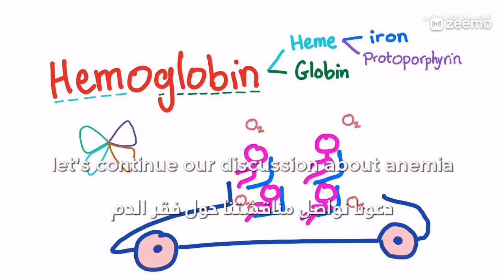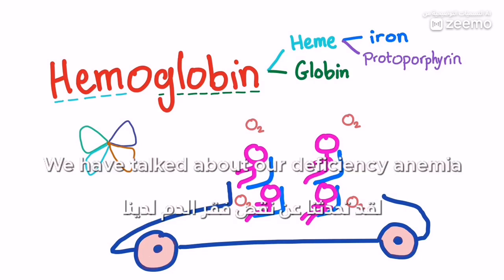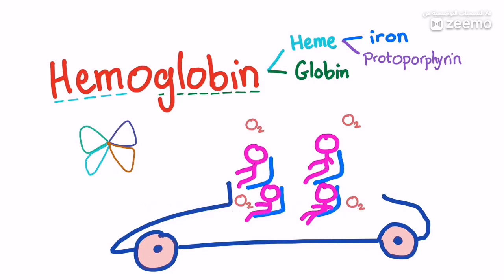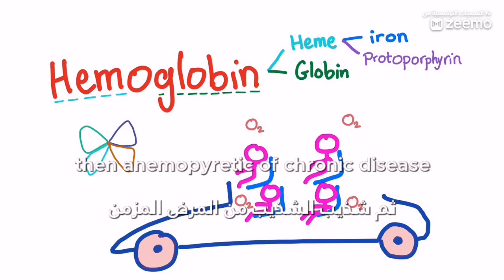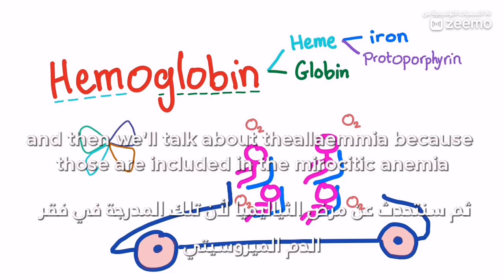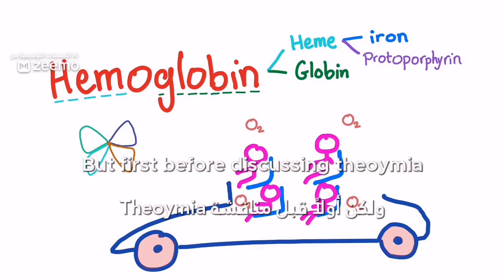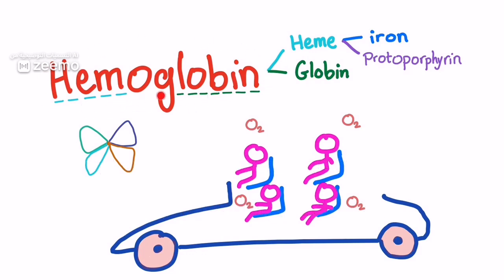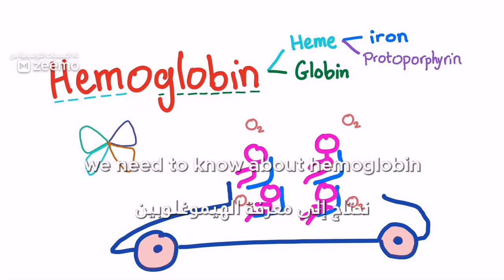Hey, let's continue our discussion about anemia. We have talked about iron deficiency anemia, then anemia of chronic disease, and then we'll talk about thalassemia because those are included in the microcytic anemia. But first, before discussing thalassemia, we need to know about hemoglobin.